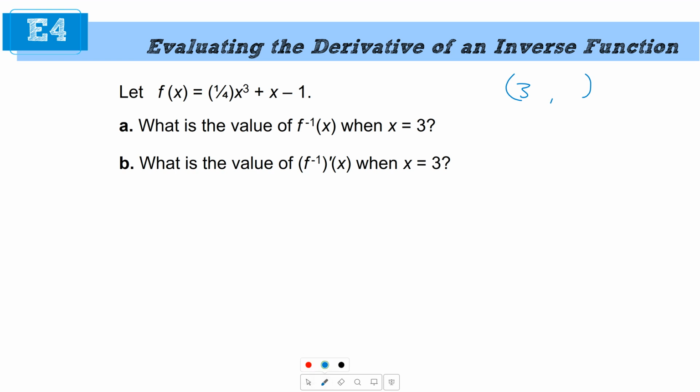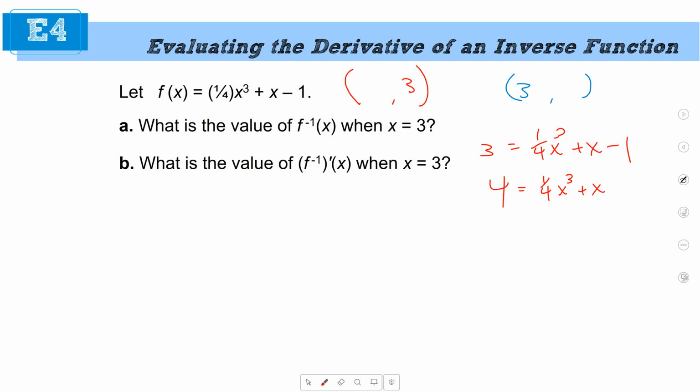Changing colors here. We get, on the original function, I've got some point, something comma 3. Can you find that something there? Can you find the x value of that point? Now, plug it into the original function. Set that function equal to 3 and solve it. So 3 is equal to 1/4 x cubed plus x minus 1. So 1/4 x cubed plus x is equal to 4. Oh boy, that's not so easy to solve.